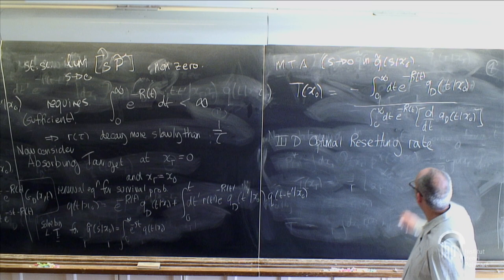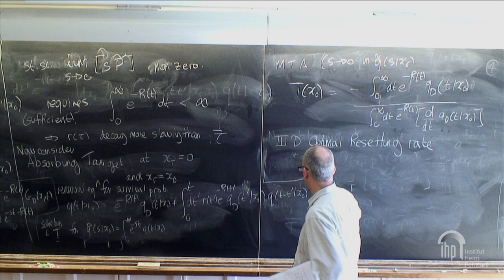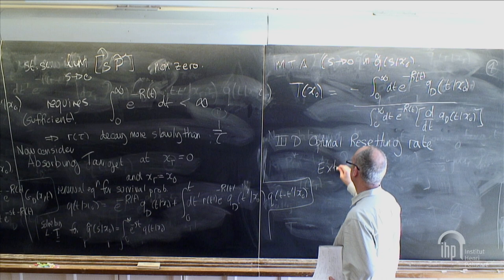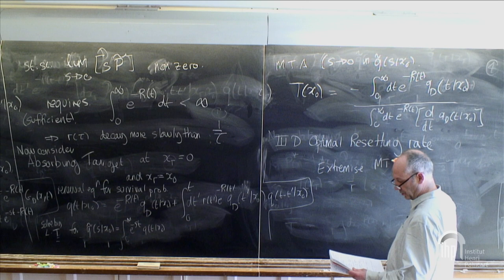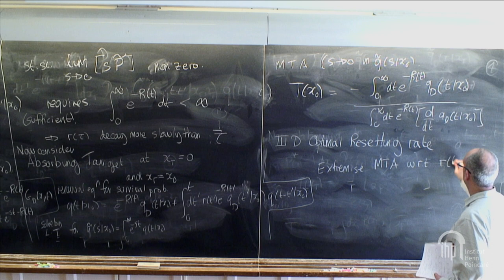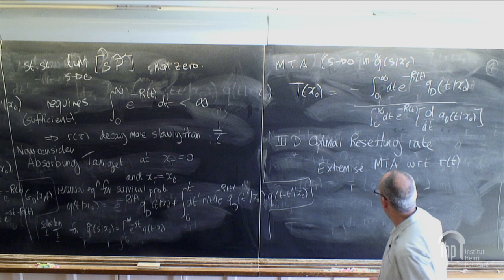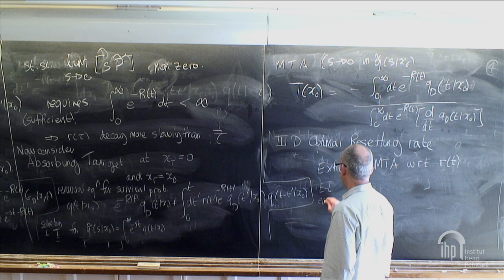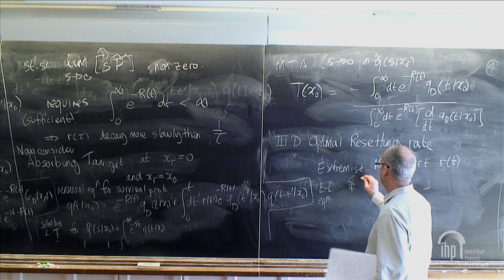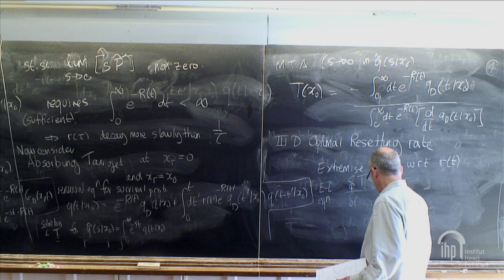So again, we would want to try to extremize the mean time to absorption with respect to our resetting rate, R(t). And again, we can derive an Euler-Lagrange equation, taking the variation of this with respect to the resetting rate at time t primed, say.